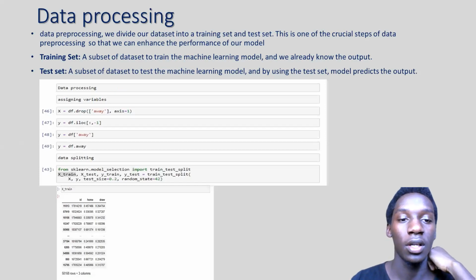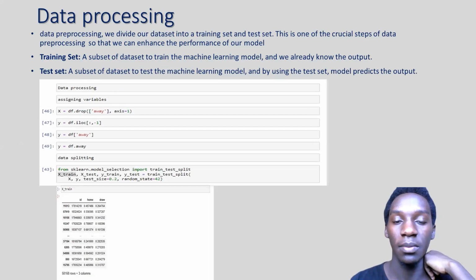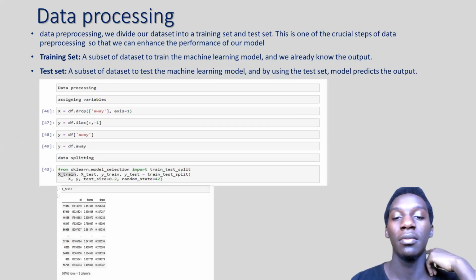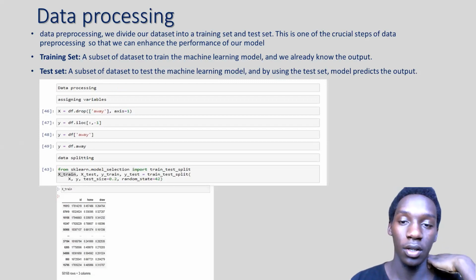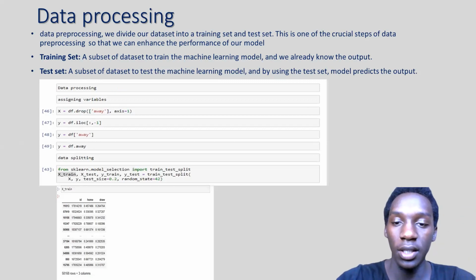Then data preprocessing. We divide our dataset into a training set and a test set. This is one of the crucial steps of data preprocessing, so we can enhance the performance of our model. The training set is a subset of the dataset used to train the machine learning model, and we already know the output. The test set is a subset of the dataset used to test the machine learning model; by using the test set, the model predicts the outcome. So this is the code, these are the different steps we took.